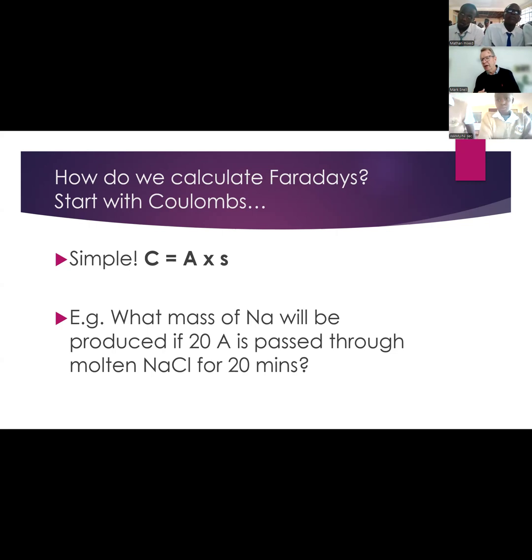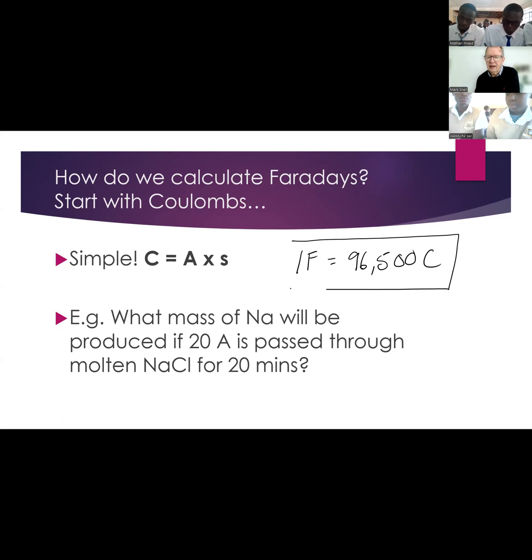The first thing we have to do is work out how many coulombs we have. The question will always tell you 1 Faraday is 96,500 coulombs. You don't have to remember this. It will tell you in the question. Very important. So if we work out the coulombs first, we know that 1 mole is that.